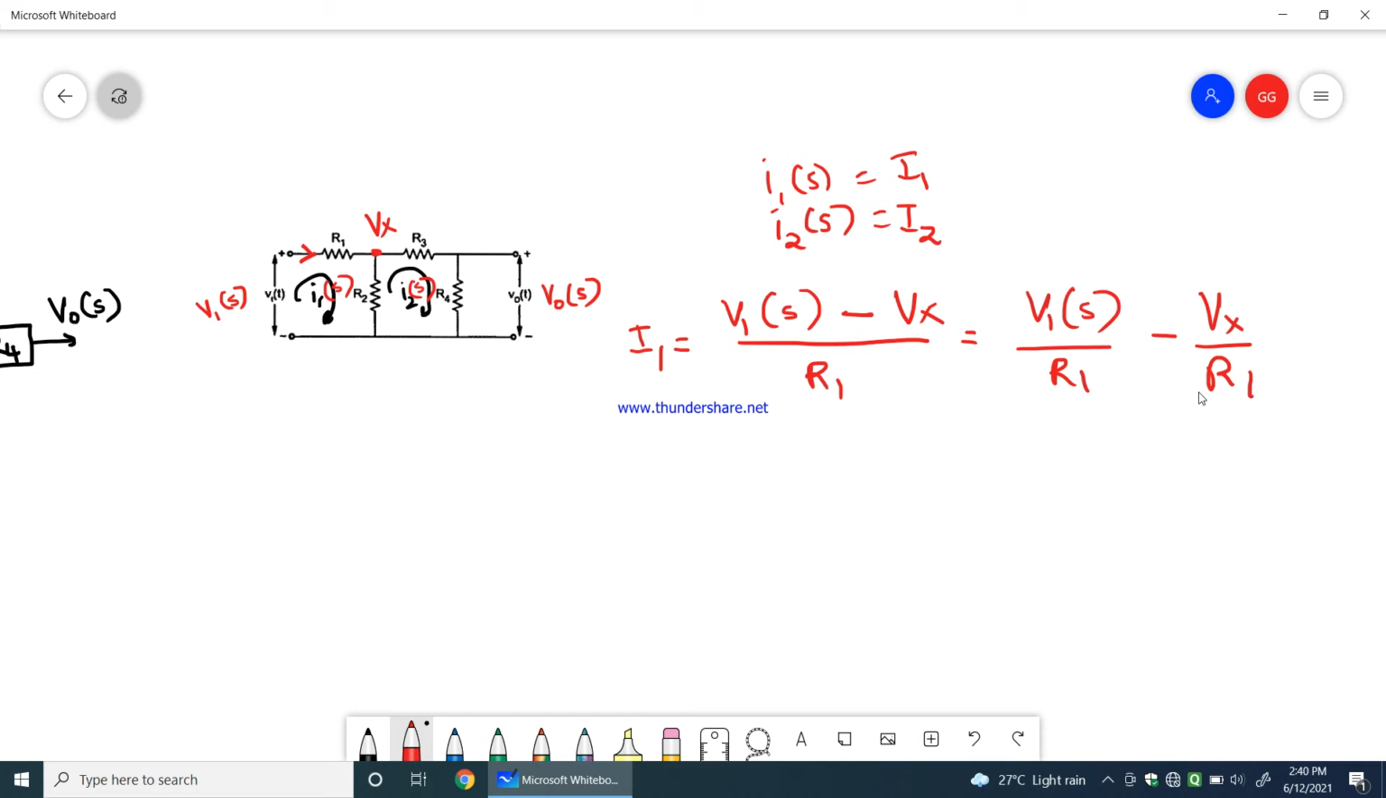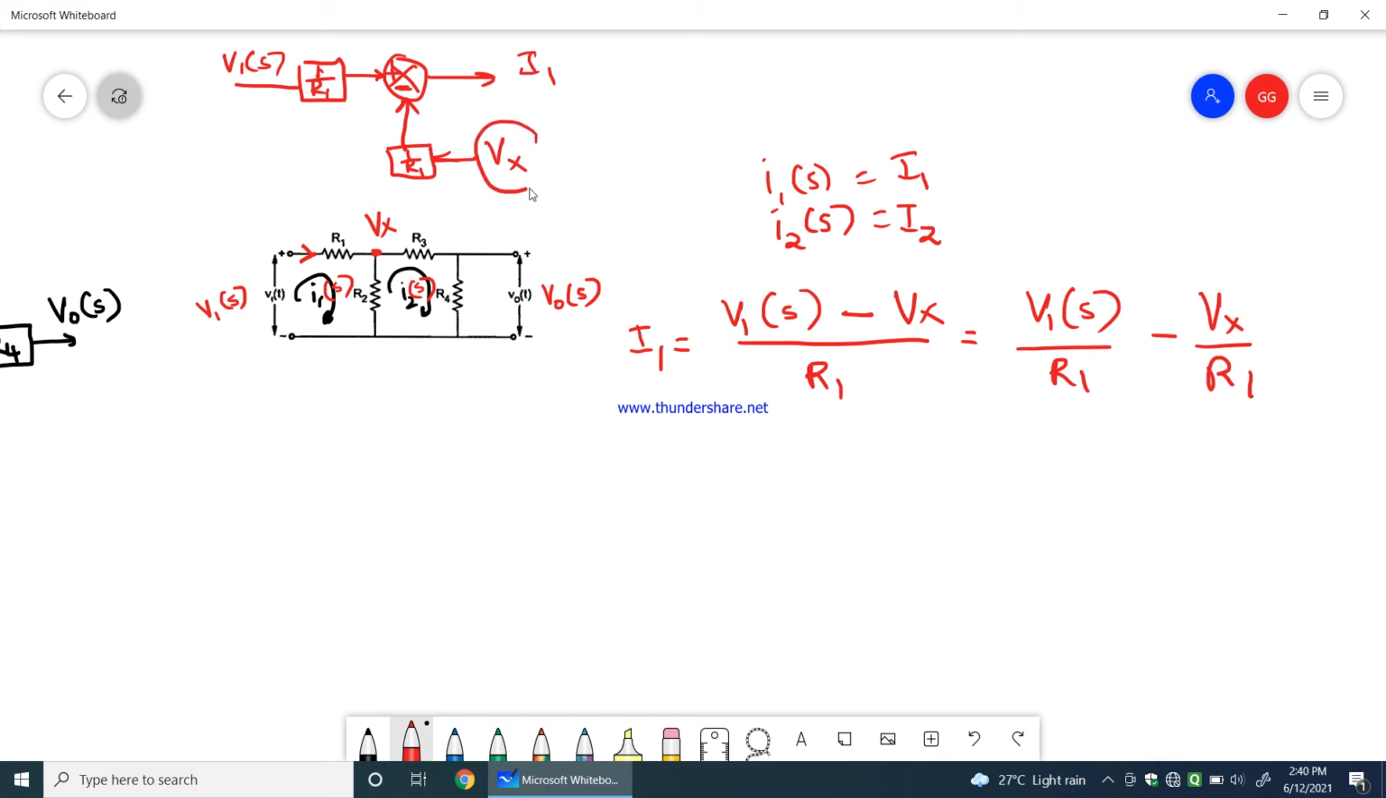Now I got a block for I1. V1 is already there, which is the input. Now the next block which I need to draw is for Vx. See, this is the flow which you try to take in writing the equation. For writing the block, I'll write it here. I have V1 of s coming to 1 over R1, then I am giving this to a summing point, and that should be given to another block which is 1 over R1, and that should be multiplied by Vx. So this is plus, this is minus, and that will give me I1.